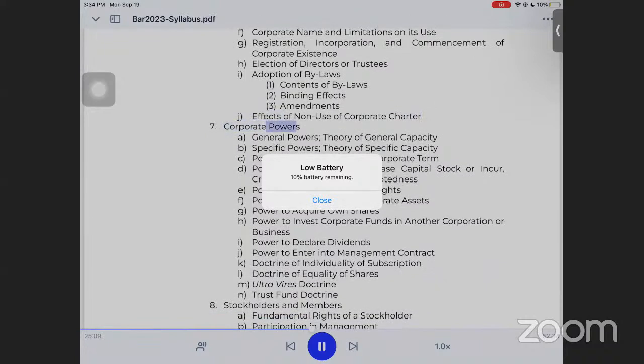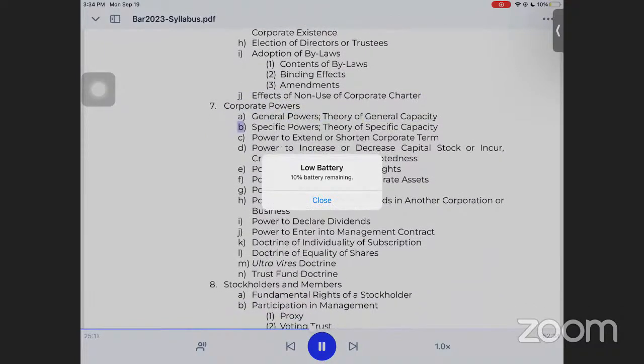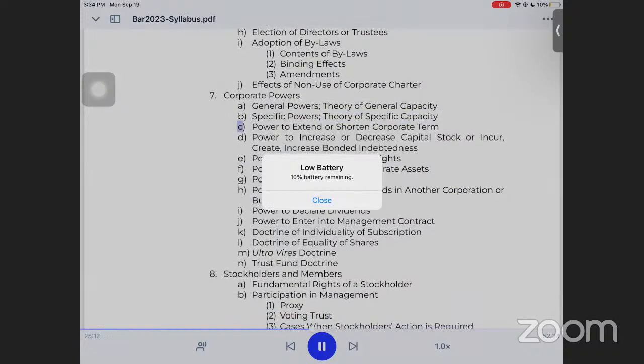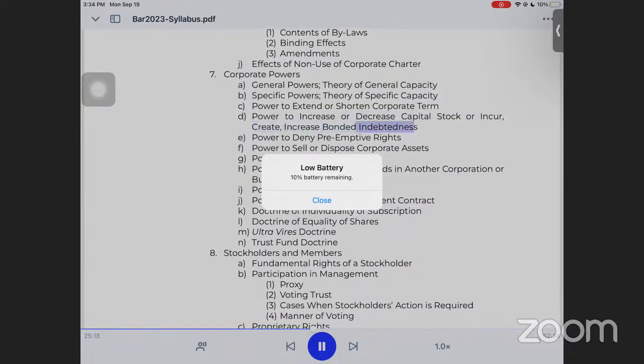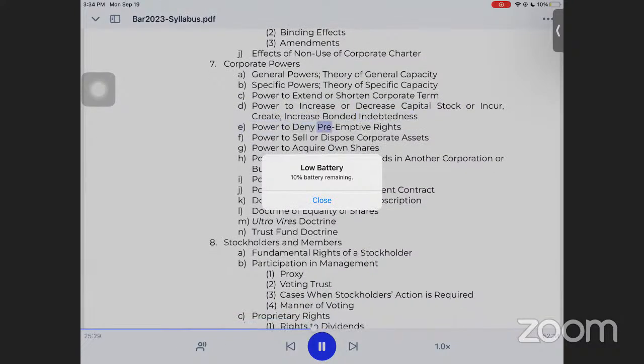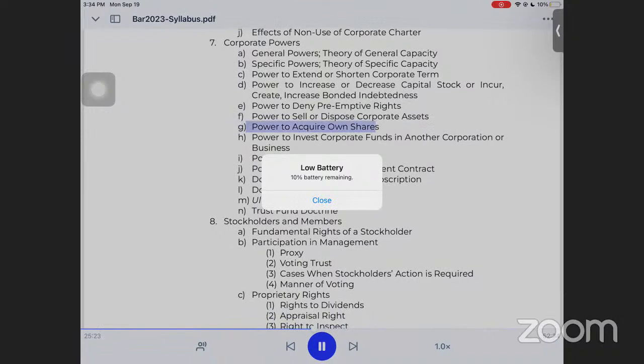7. Corporate powers. A. General powers, theory of general capacity. B. Specific powers, theory of specific capacity. C. Power to extend or shorten corporate term. D. Power to increase or decrease capital stock or create or increase bonded indebtedness. E. Power to deny preemptive rights. F. Power to sell or dispose of corporate assets. G. Power to acquire own shares.